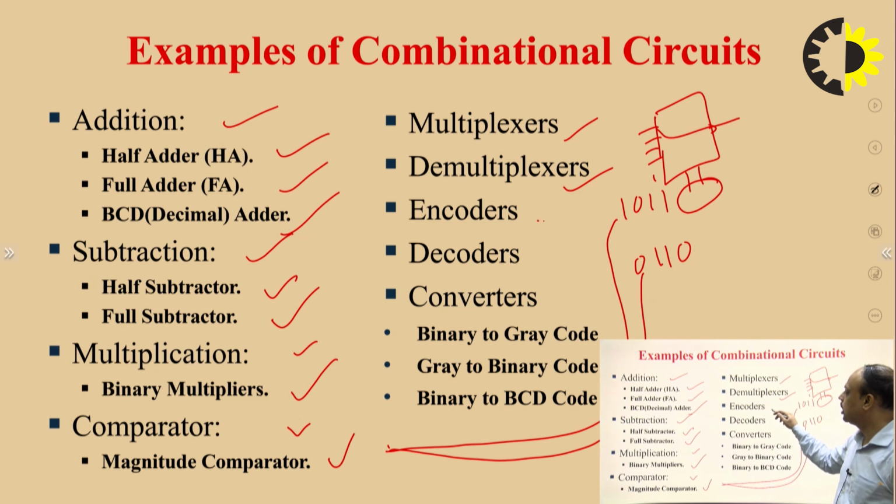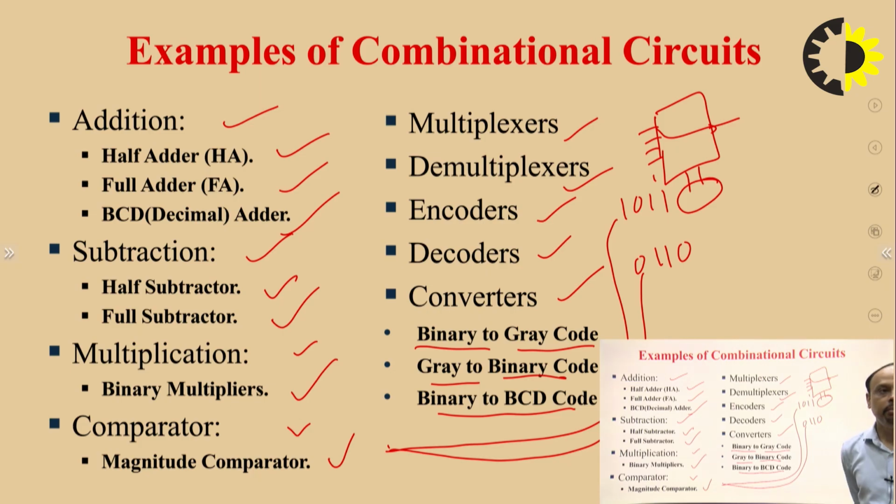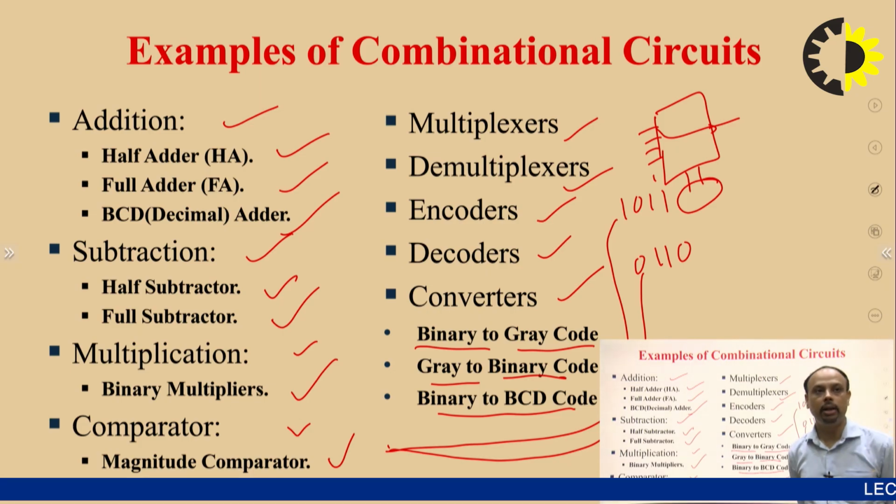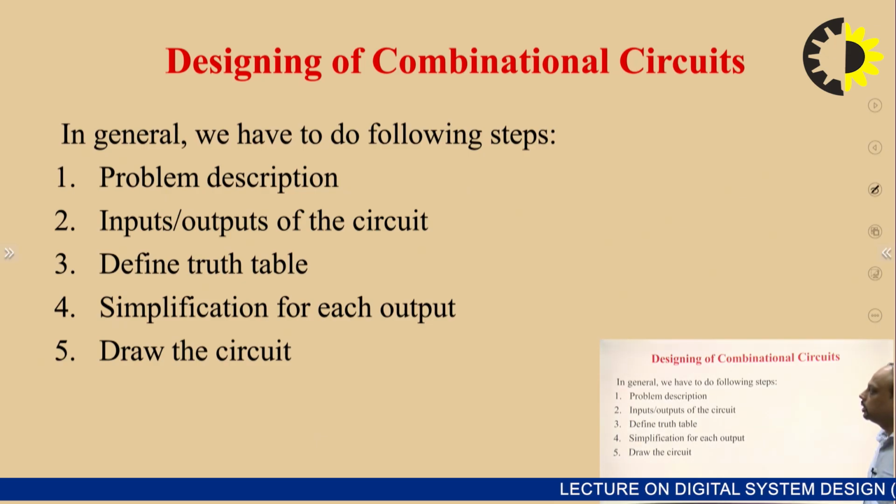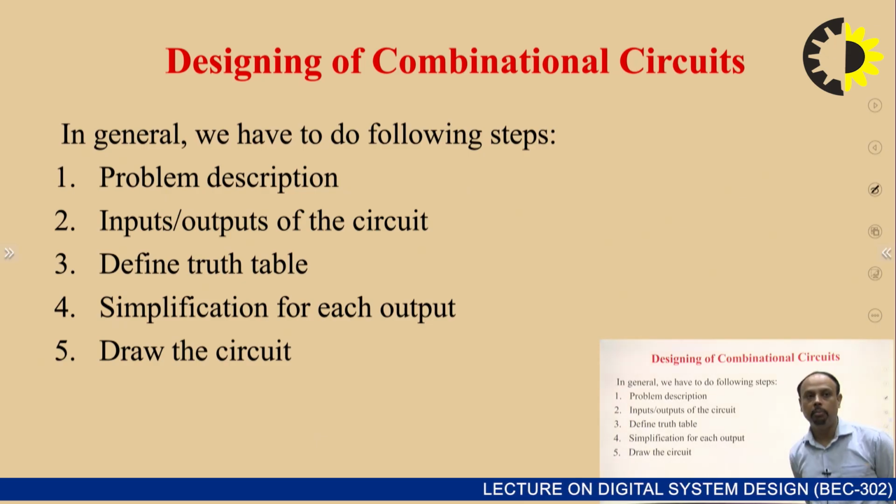There are other circuits known as decoders and encoders, and there are code converters which convert binary code to gray code, gray code to binary code, or binary code to BCD code. So these are some examples of the combinational circuits which we are going through in this subject, that is DSD.